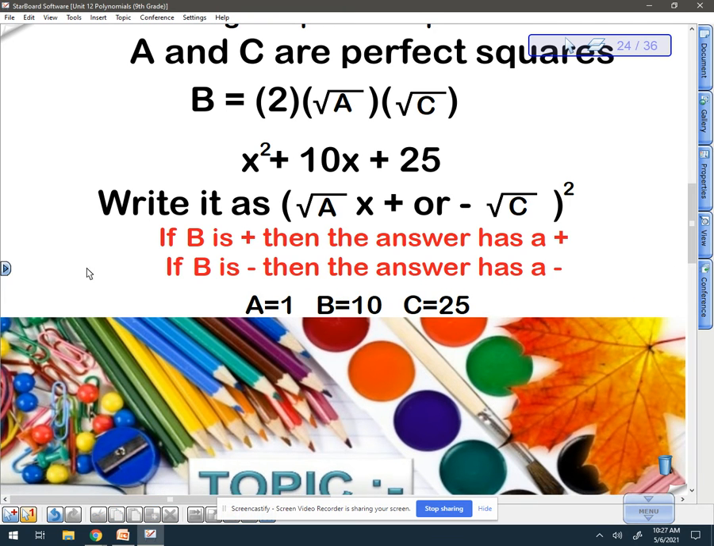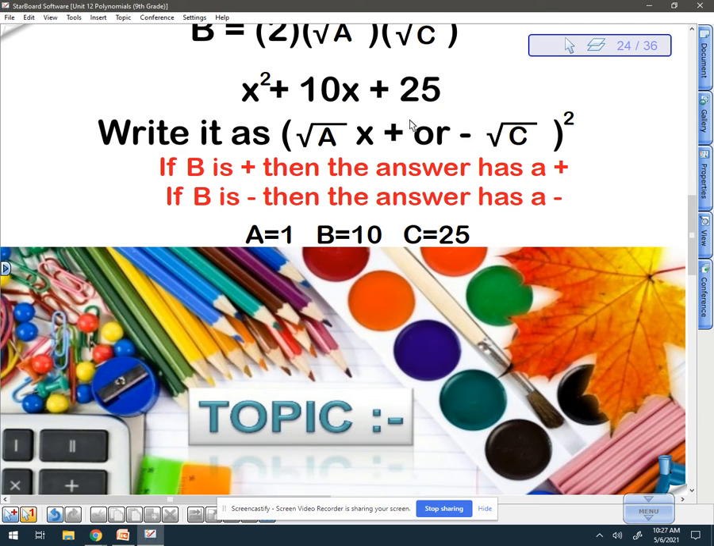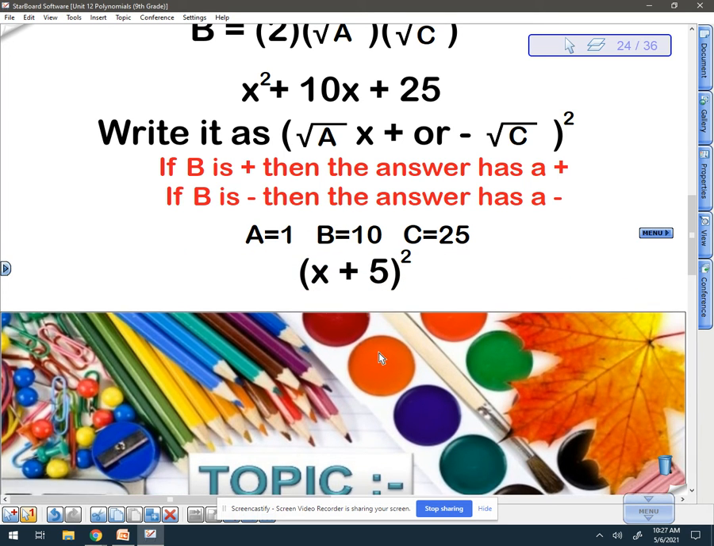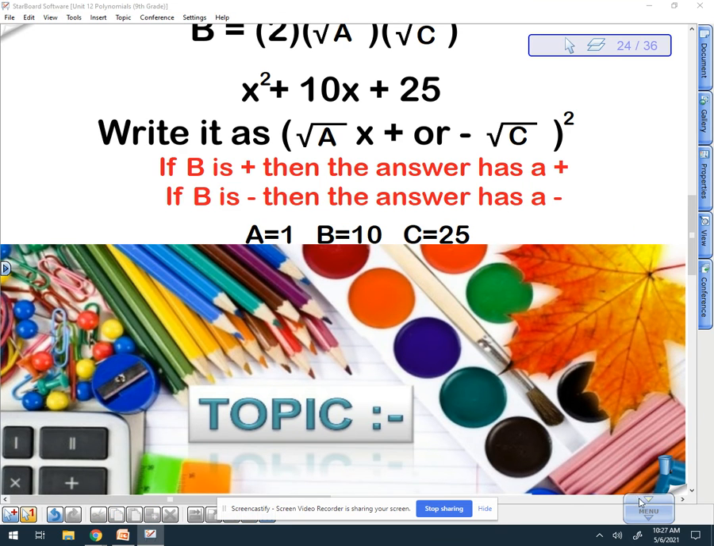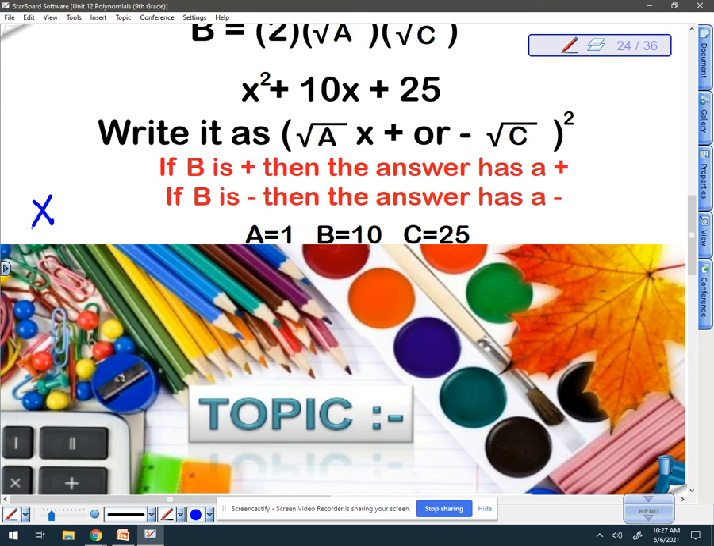So if we look at this problem, x squared plus 10x plus 25. So A is 1, B is 10, C is 25. Now instead of doing that, we'll just write it out. So I'll tell you how to do it slower. Okay, square root of A. What's the square root of 1? 1. So we just have x. And then what's this symbol? It's a plus. So plus square root of C. Square root of 25 is 5, to the second power. That's it. Then we're done. So that's a lot faster than doing the X method and the grouping method and all that.